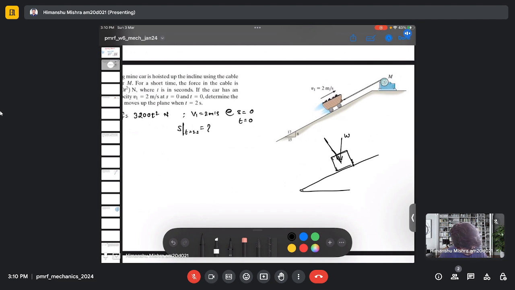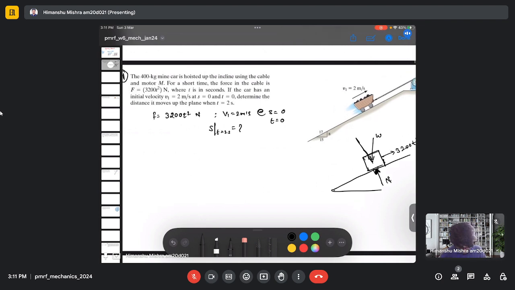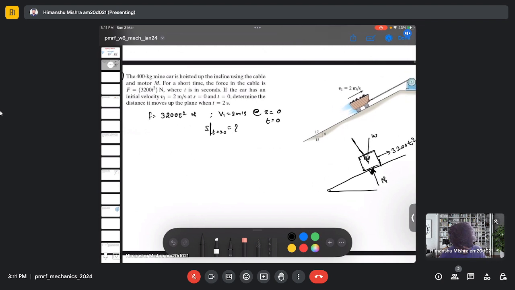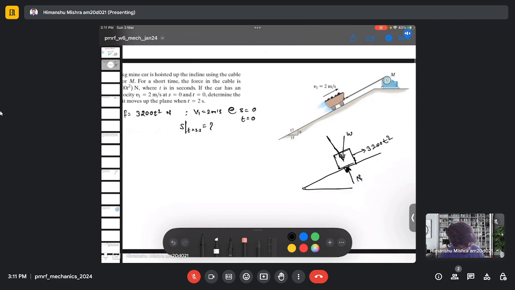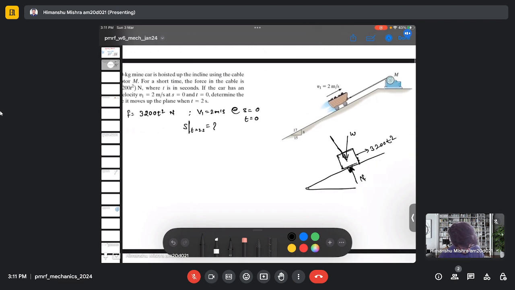And this force is acting, which is 3200 T square. And this is my normal reaction. And that's it.